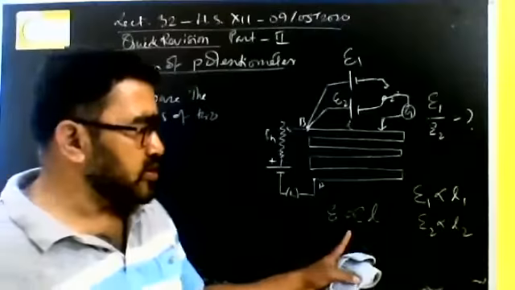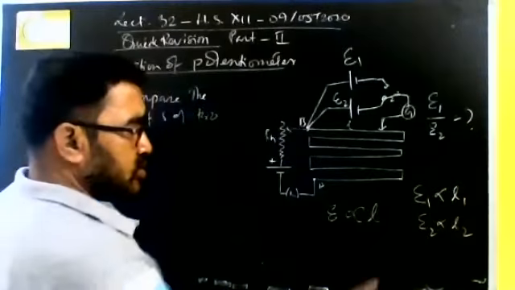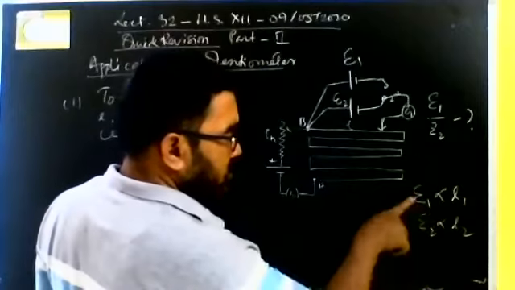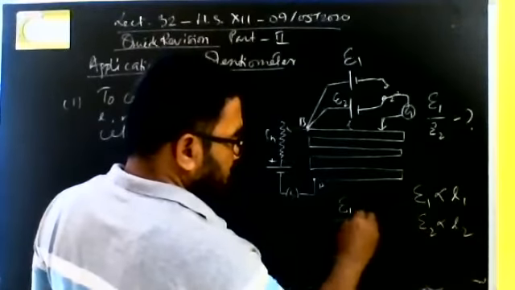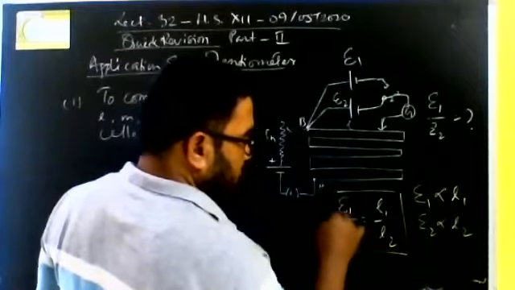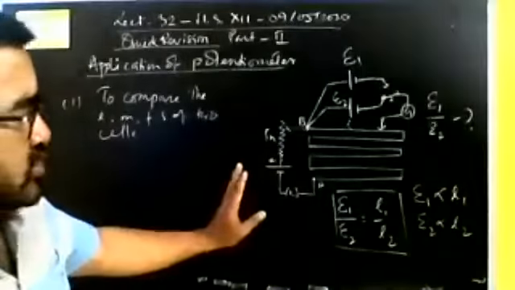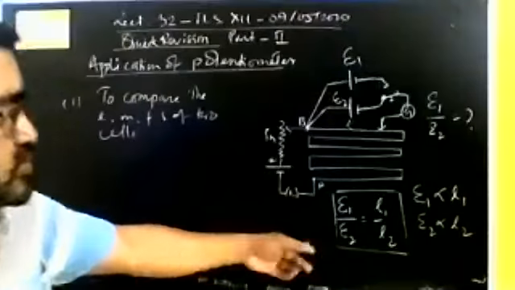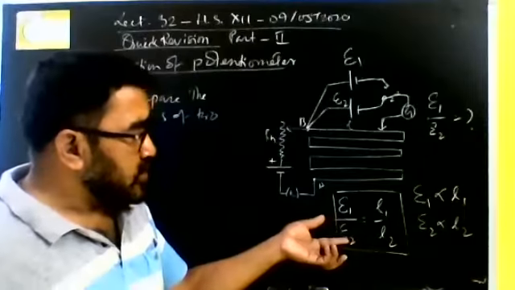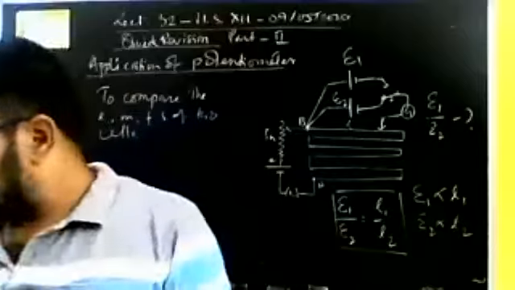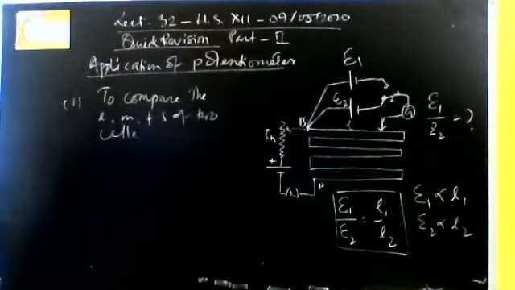So according to this principle, there will be a constant in both cases. The constant is the same. Divide to get rid of it, so you will get the ratio. This is the potentiometer application. First application: how to determine the ratio of two EMFs. Okay, this is one way.